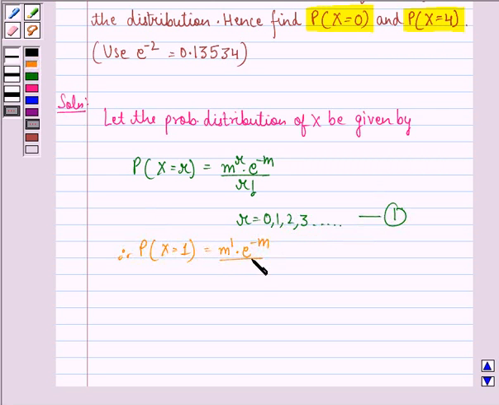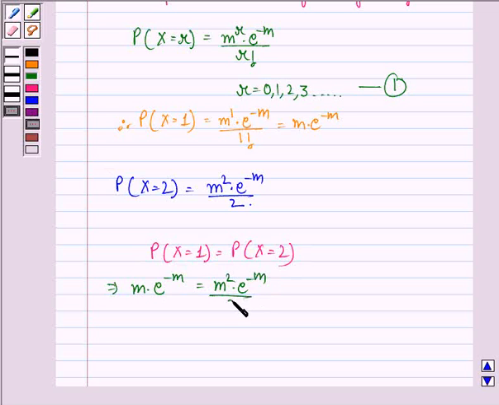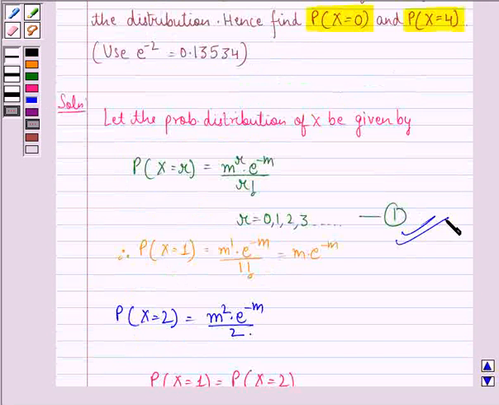e raised to power minus m divided by 1 factorial, that is m into e raised to power minus m. And probability at x equals 2 is equal to m square into e raised to power minus m divided by 2. But according to the question, probability at x equals 1 is equal to probability at x equals 2. This implies m into e raised to power minus m is equal to m square into e raised to power minus m divided by 2. This implies that m is equal to 2.